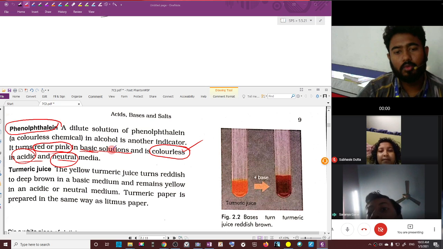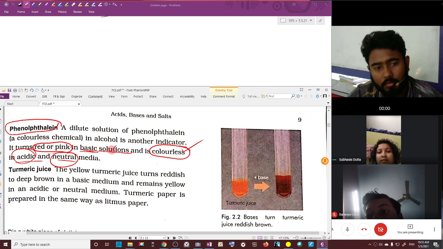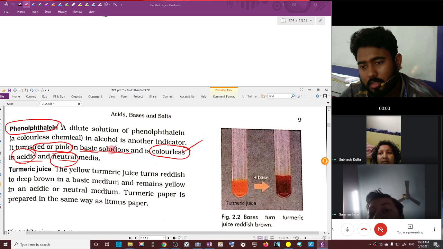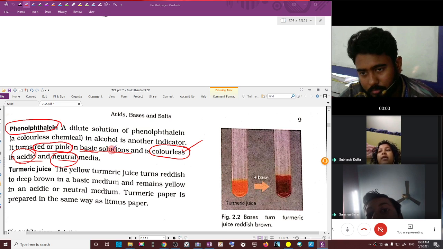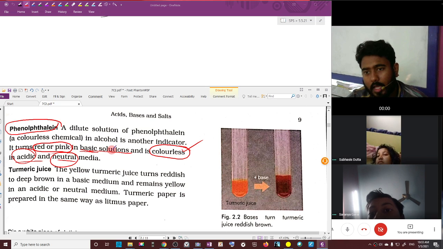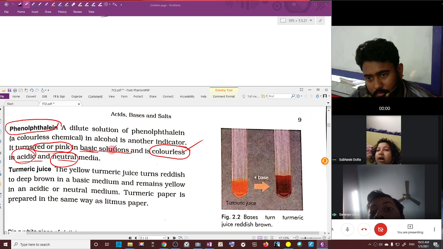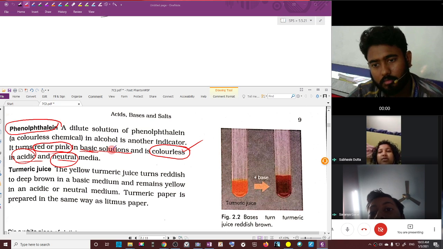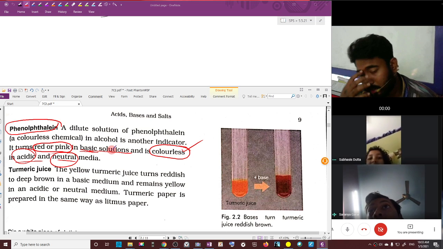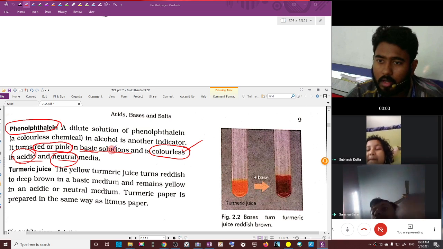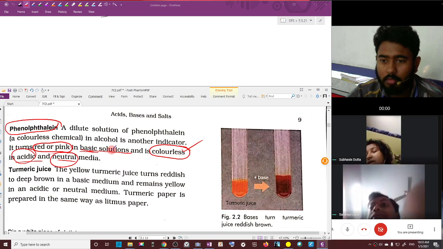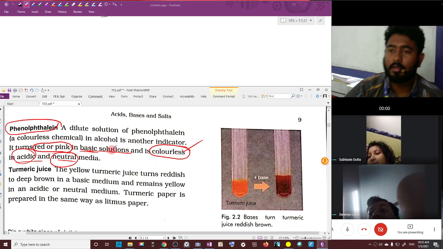All of you turn on your mic and repeat after me. For phenolphthalein, red or pink in basic solution. And colorless in acidic or neutral. One day I gave you a graph about these indicators. Have you learned that graph? Yes, sir. It will be easier for you to remember if you have that graph.